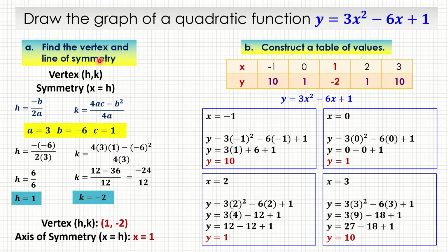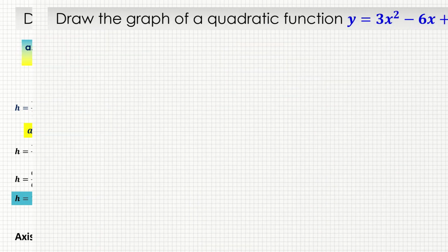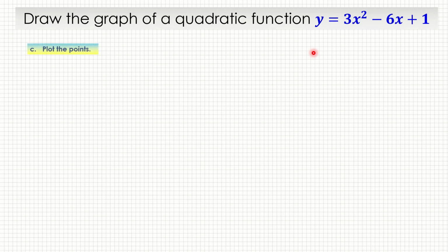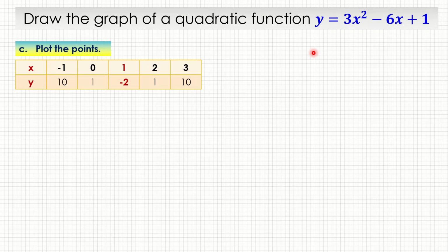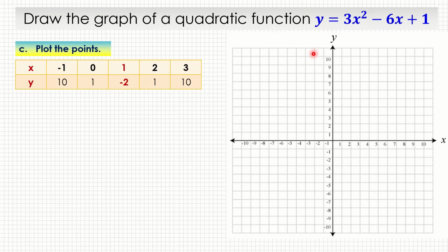So, the first step is to find the vertex and line of symmetry. The second step is to construct a table of values. So, let us proceed with the third step. We need to plot the points to our Cartesian plane using the table of values that we obtained from our previous activity. Let us start with x is equal to negative 1 and y is equal to positive 10. So, this will be the point. Next, 0 and positive 1, 1 and negative 2, 2 and positive 1, and for the last one, 3 and positive 10.